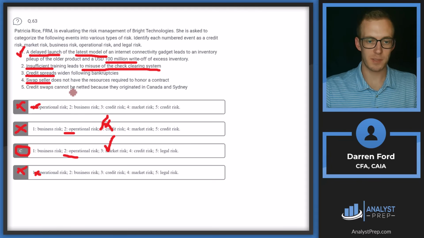And then D, credit swaps cannot be netted because they originated in Canada and Sydney. So that definitely sounds like a legal issue since we're dealing with cross-border stuff. So I think we can check those off as good for Form 5 as well and stick with answer C.